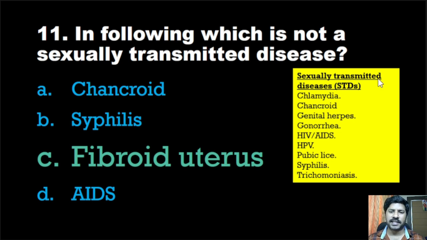Other sexually transmitted diseases are chlamydia, chancroid, which was already mentioned, genital herpes, gonorrhea, HIV or AIDS, HPV, human papilloma virus, and pubic lice. Pubic lice are also considered a sexually transmitted disease, as are syphilis and trichomoniasis. These are the examples of sexually transmitted diseases.